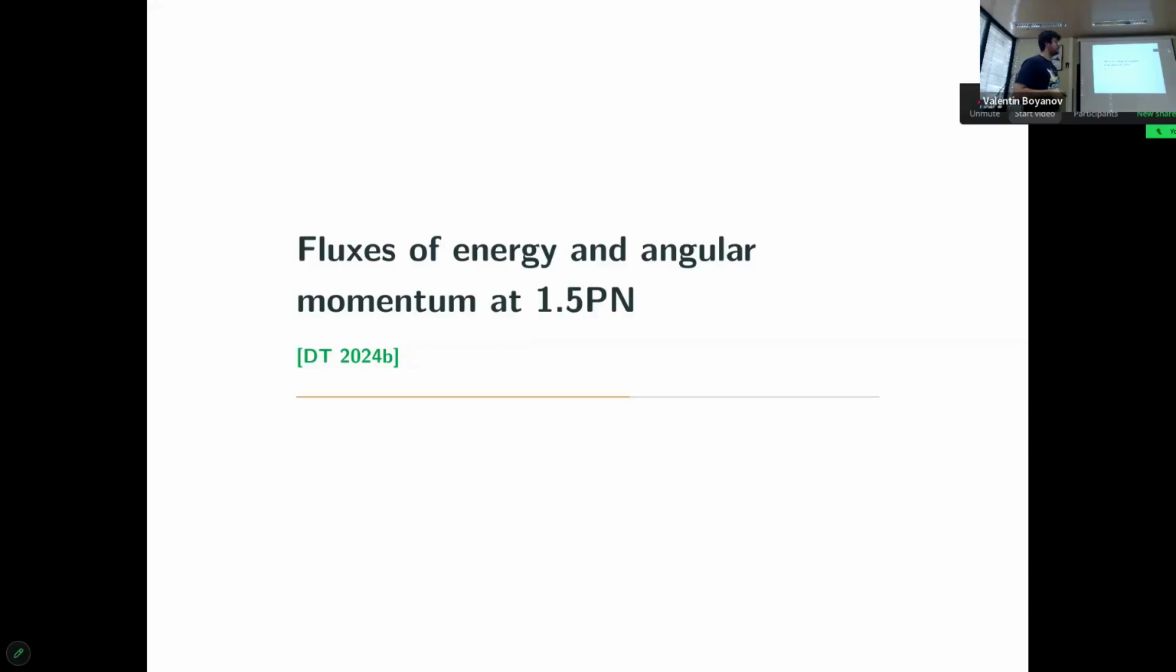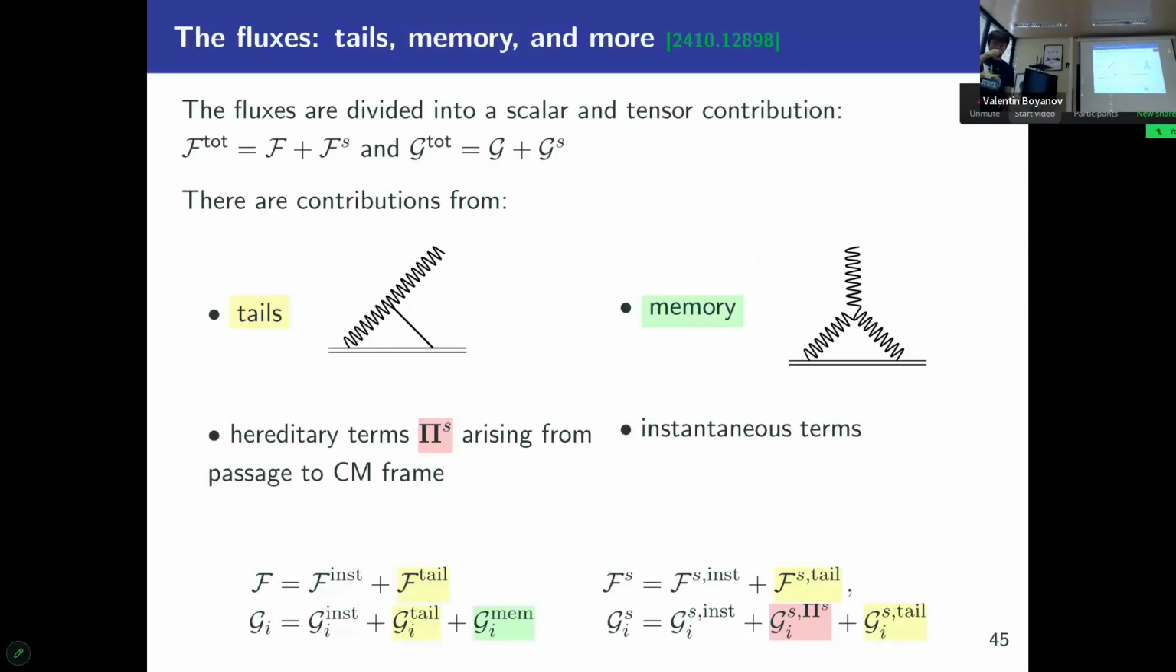But now what I want to show you really is a recent paper which came out maybe a week or two ago, where I used this quasi-Keplerian parametrization to obtain the fluxes of energy and angular momentum at 1.5 post-Newtonian order, which is basically the same order as we obtained for circular orbits. In this computation you have quite a few subtleties, because you have your total flux of energy, which I call F, and of angular momentum, which I'm going to call G.